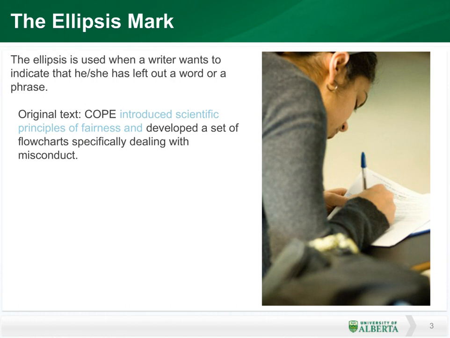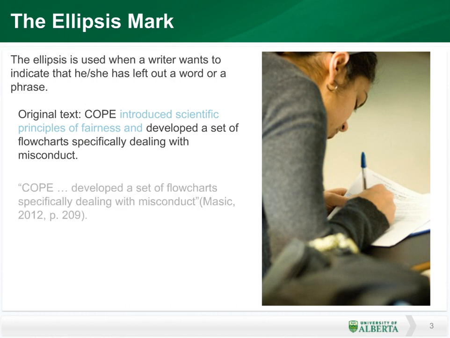The original text, Cope, introduced scientific principles of fairness and developed a set of flowcharts specifically dealing with misconduct, has two pieces of information here: the scientific principles of fairness and the development of flowcharts. But what if I just needed the information about the development of flowcharts, and I didn't want my reader to be confused with the other parts about the scientific principles? Well, that's why we use the ellipsis mark.